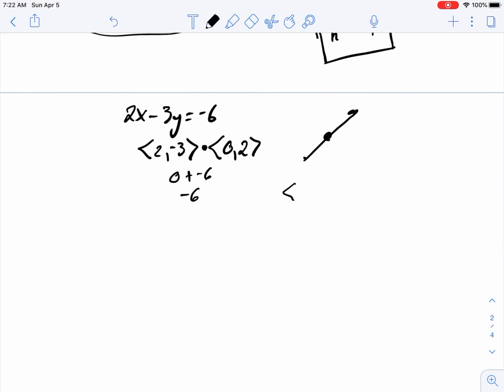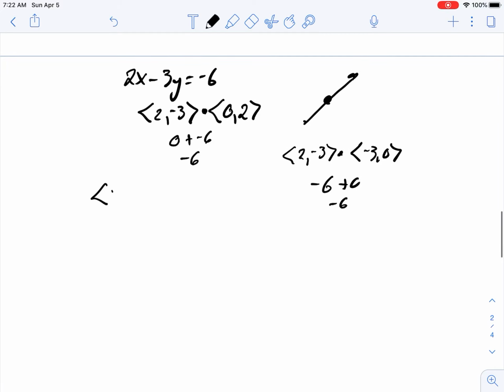Let's take another point here. Let's say 2, negative 3, dotted with the other point, negative 3, 0. So negative 6 plus 0, negative 6. Let's take another point. Let's say we have 1, 8/3. So that'd be 2 minus 8, negative 6.